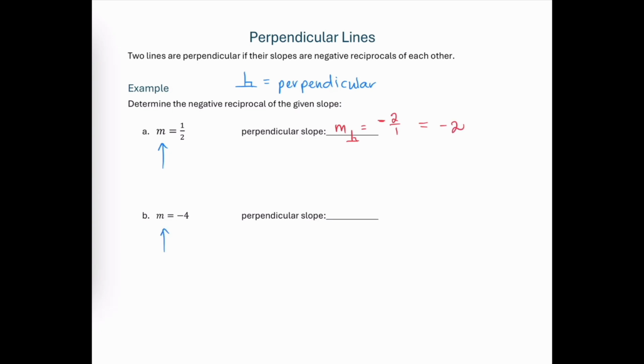Given a slope of -4, the slope of a line perpendicular to it would have to be the opposite sign. If this one is negative, the perpendicular slope would need to be positive, and the reciprocal of 4 is 1/4. And so these values are the negative reciprocals of the slopes that we were to be perpendicular to.